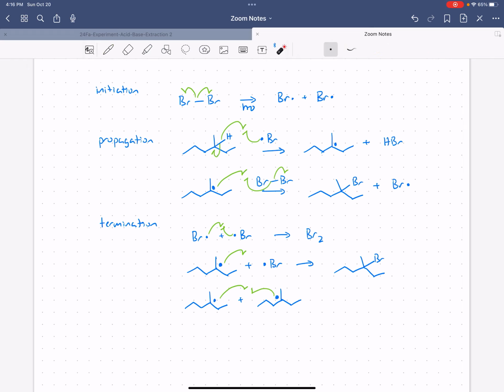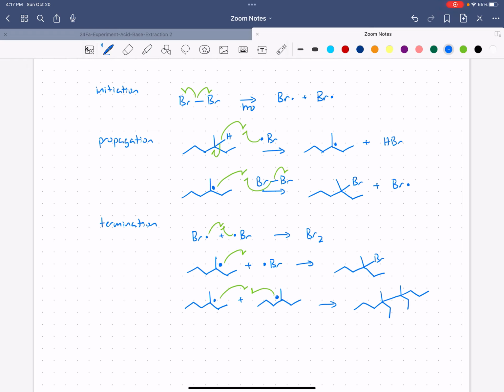Again, if we make this in a termination step, we could always shine light on it again, start the process over. If we make this, that's fine, that's the product. But if we make a lot of the product of the third termination step, essentially your reaction is dead, terminated. So we have that alkyl on the left. We make a bond to the alkyl on the right, and we have the same carbons.